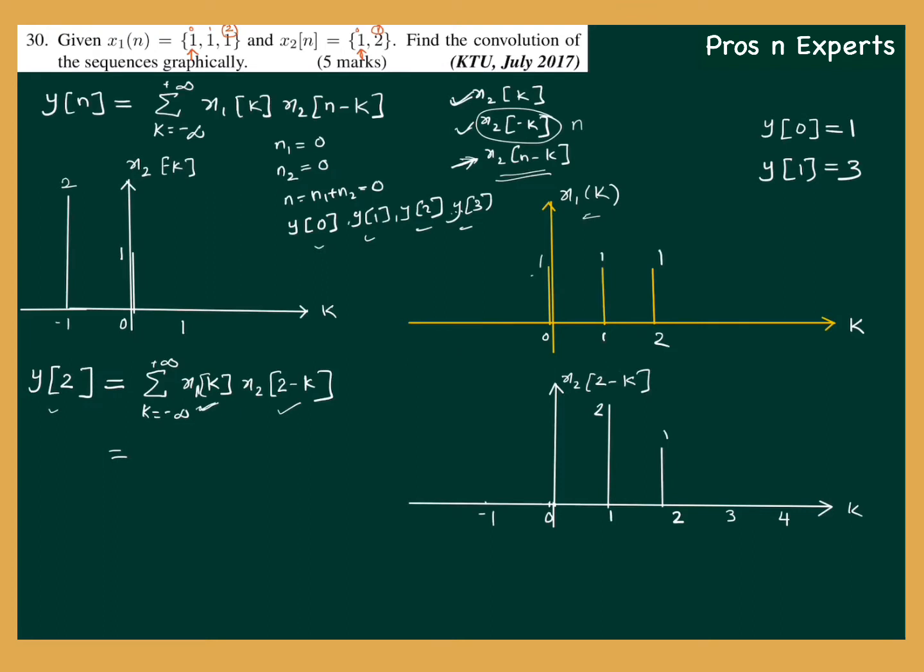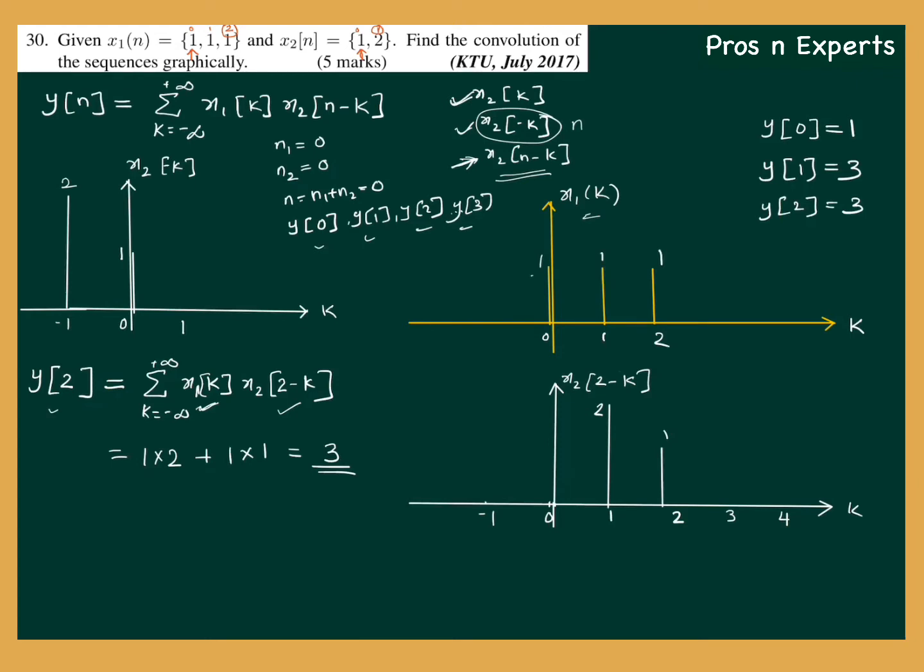So what is x1 of k into x2 of 2 minus k? We have to multiply 1 into 2, plus 1 into 1. So the result is 1 into 2 plus 1 into 1, which is equal to 2 plus 1, that is 3. So we got y of 2 as 3. I can write it here. y of 2 is equal to 3. That is our third sample.